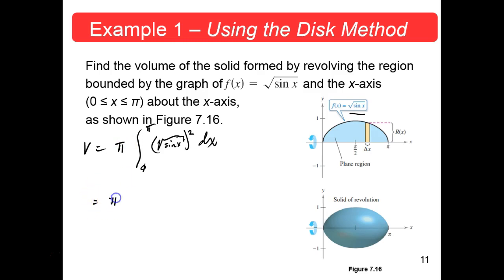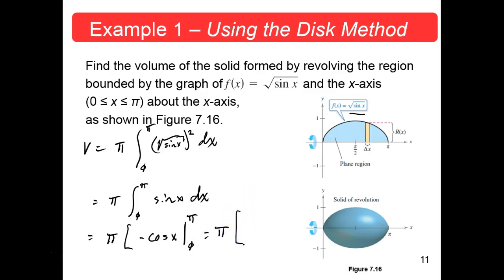So this is going to be pi, and the integral from 0 to pi of, and what's the square root of sine x squared? Sine x dx, okay? That's going to be pi, and what's the antiderivative of sine x? Negative cosine x, evaluated from 0 to pi.